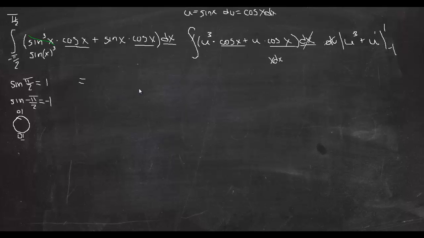Now we're going to use the power rule. We add 1 to the exponent we had before, and then we divide by that same number. So we had u to the 3, we added 1, now we have u to the 4 over 4, and also we have u squared over the same number, 2.